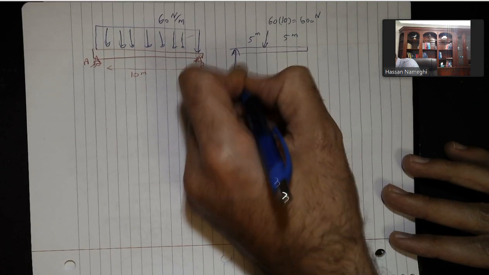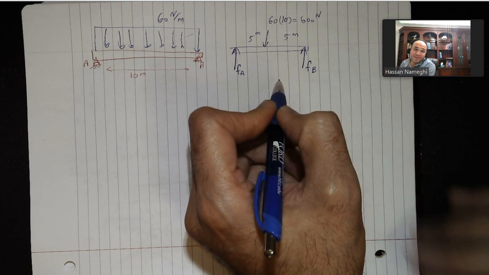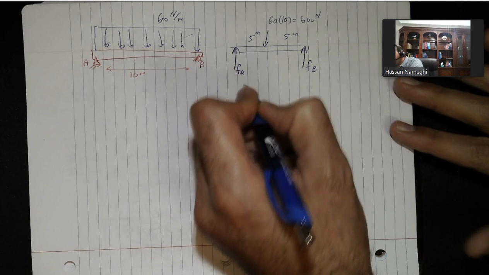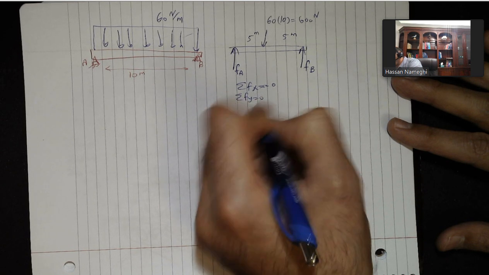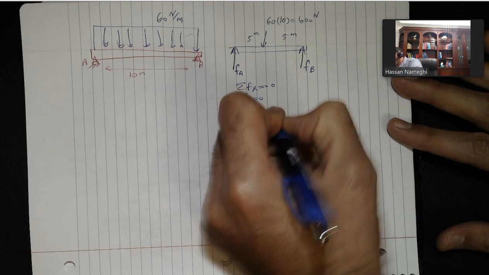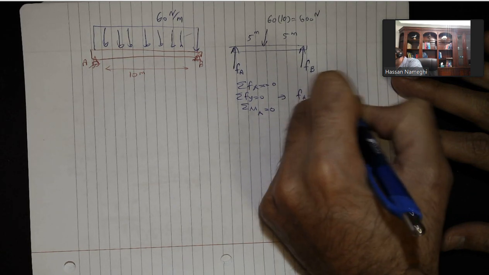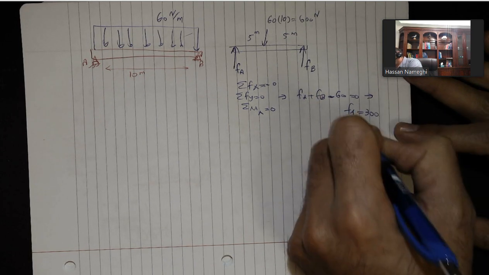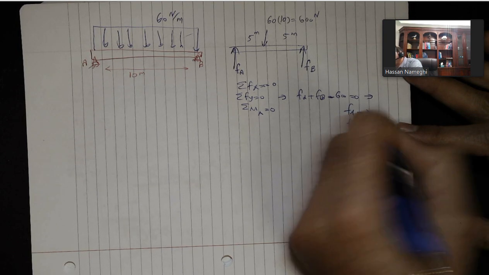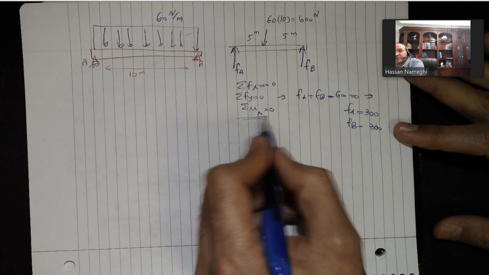I have the FA here, reaction at A, and reaction at B. It goes back to the similar example that I did a moment ago. So you go with sum of Fx equal to 0, nothing on the x, by the way. Sum of Fy equal to 0, and sum of moment I'm going to do about A equal to 0. This will give me FA plus FB minus 600 equal to 0. So you get FA is equal to 300, FB is equal to 300. Remember, because it's in the middle, right? That's why I get it. If it was closer to here, you have to go to the moment equation to find that.